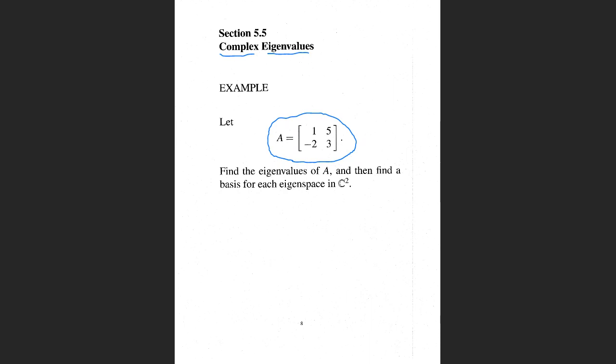Okay, so complex eigenvalues. We have a matrix A, and we want to find the eigenvalues of A, and then find a basis for each eigenspace located in this. It's not R2, it's C2, which is two-dimensional complex space. That's what C2 means. It's two-dimensional complex space, which means the entries of the eigenvectors can be complex values.